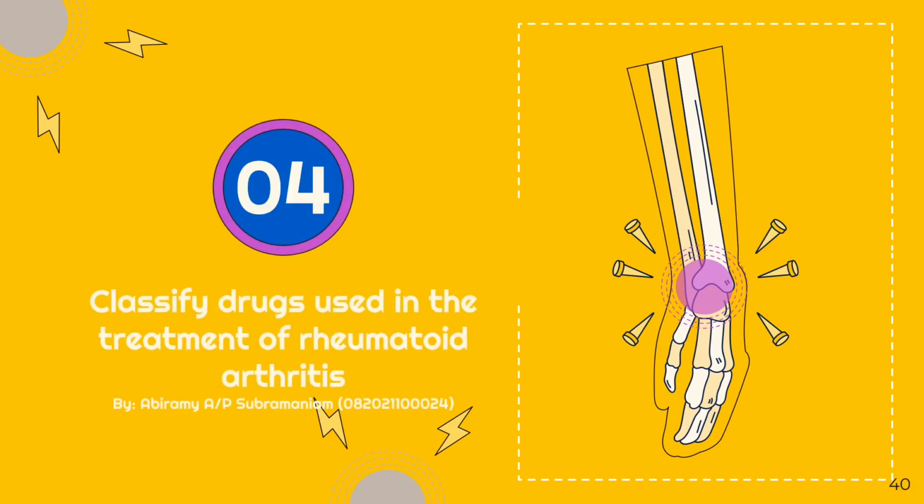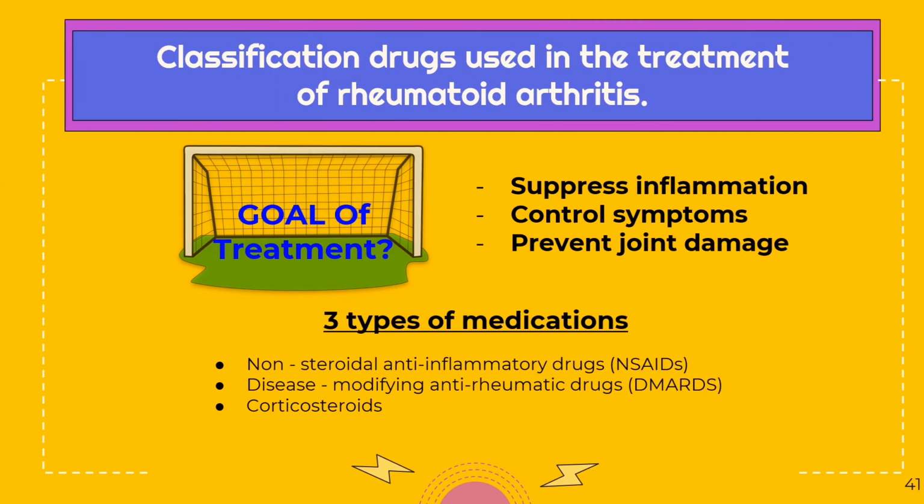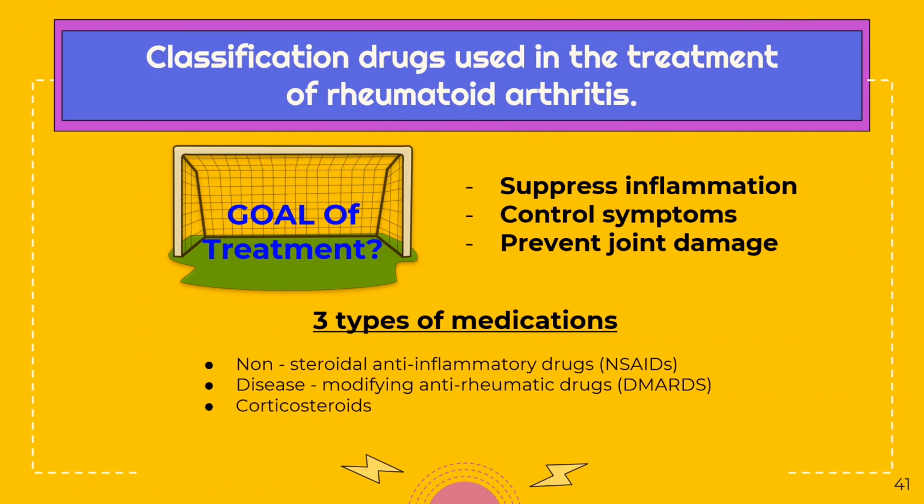My name is Abhirami Subramaniam. Today I'll be talking about classified drugs used in the treatment of rheumatoid arthritis. The goal of RA treatment is to suppress inflammation, control symptoms, and prevent joint damage. Let's talk about the drugs that are used in RA treatment.